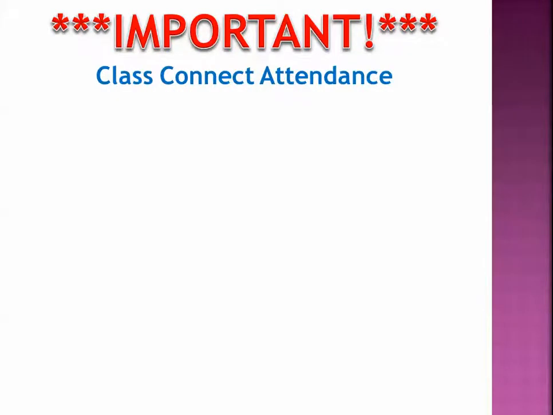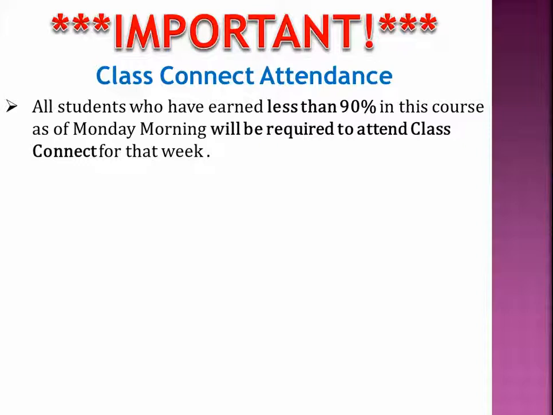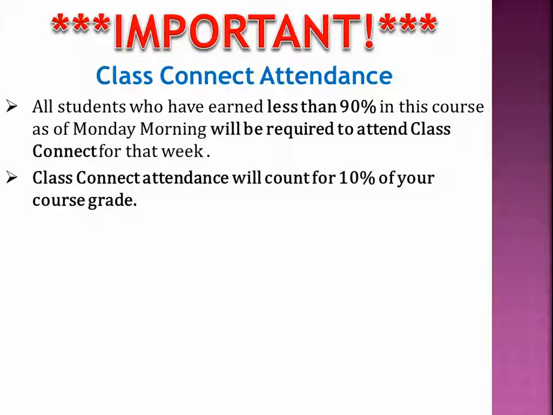On this next slide, it's about Class Connect attendance. All students who have earned less than 90% in this course as of Monday morning will be required to attend Class Connect for that week. Class Connect attendance will count for 10% of your course grade. So if you're making 100 and you don't ever come to Class Connect, then you're only going to have a 90 by the end of the semester.